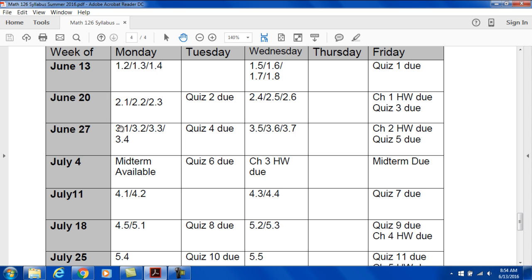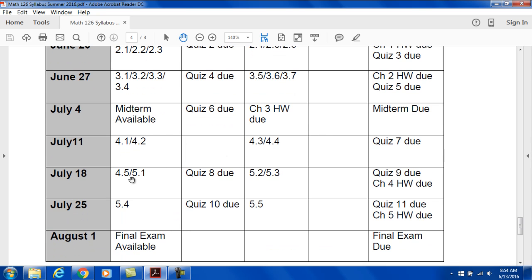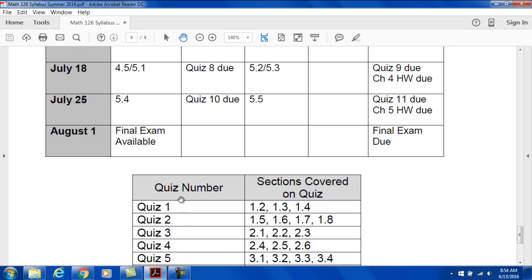Chapter 2 is not bad. It's mostly graphing lines and circles. In Chapter 3, we get into some polynomials. Then in Chapter 4, we're dividing polynomials and a lot of that good stuff, finding zeros. Chapter 5 is my favorite chapter in the entire book. It's logarithms and exponential functions.